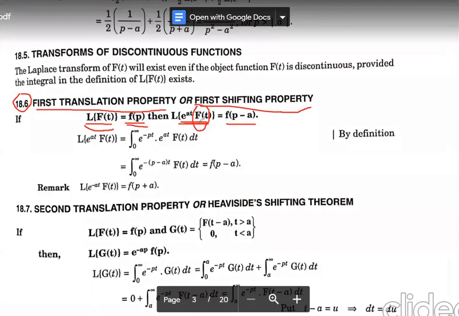So what is that? If the Laplace transform of f of t is f of p, then the Laplace transform of e to the power at into f of t is nothing but you just replace this p by p minus a. Where will we get a from? That will be the coefficient of t in e to the power at. So this is directly f of p minus a. So let us see how we can do that.